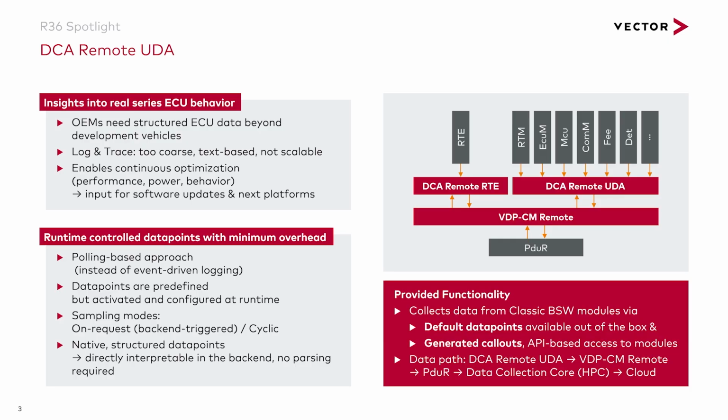So what did we achieve so far? Data points are connected via generated callouts to existing Classic BSW modules. And many standard data points are already provided out of the box. Currently, we support to send out the data via VDP protocol only. The data is forwarded via VDP, COM remote, and PduR to the data collection core on the HPC, and from there into the cloud. This enables continuous optimization even when traditional loggers are no longer available in the vehicle.